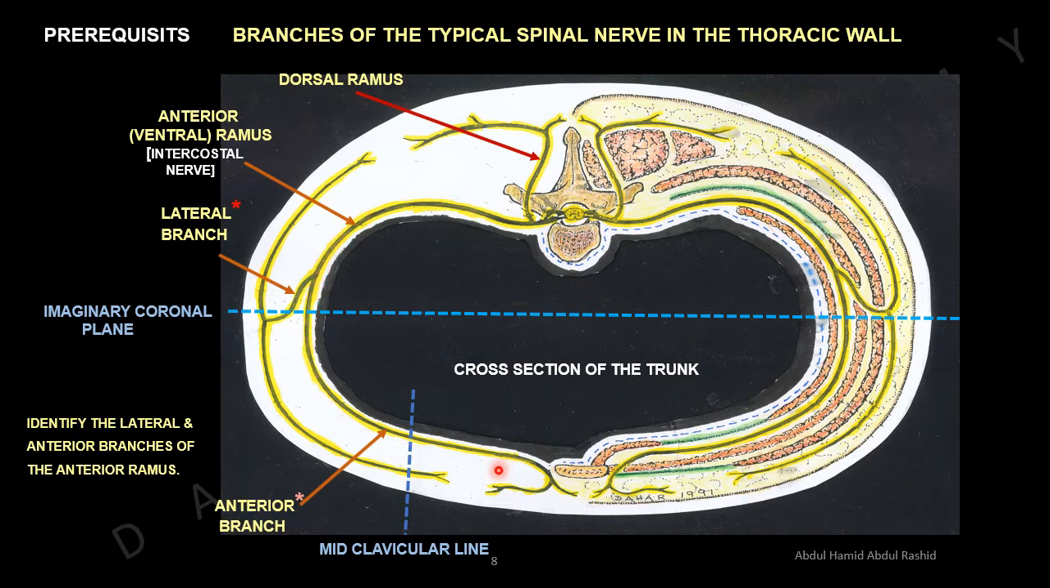It gives two main branches. This is the lateral branch of the intercostal nerve. This is the anterior branch of the intercostal nerve. This is the mid-clavicular line. So, the anterior wall of the thorax medial to the mid-clavicular line is supplied by the anterior branch of the intercostal nerve, but the anterior wall lateral to the mid-clavicular line is supplied by the lateral branch of the intercostal nerve.